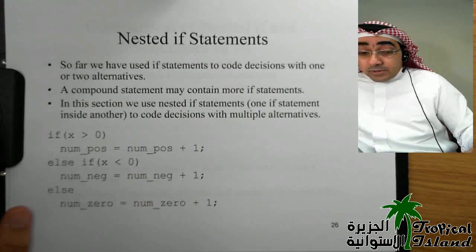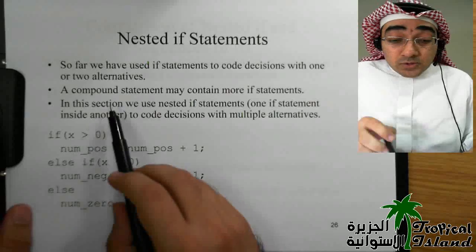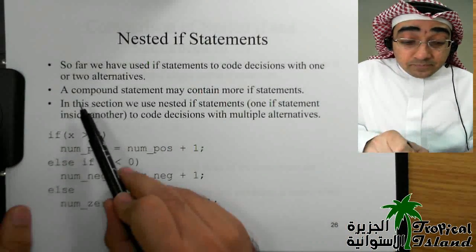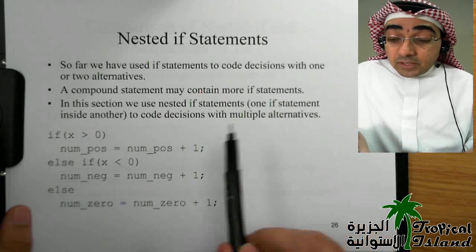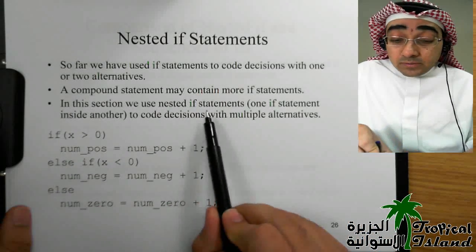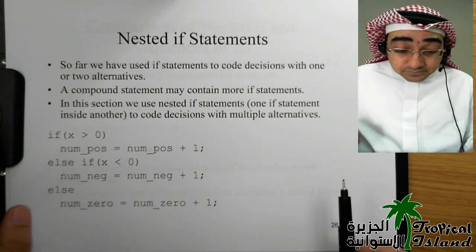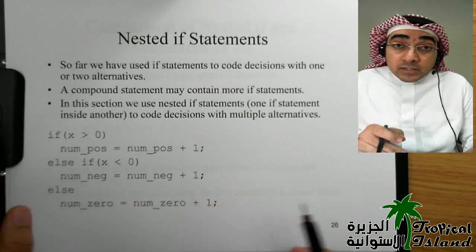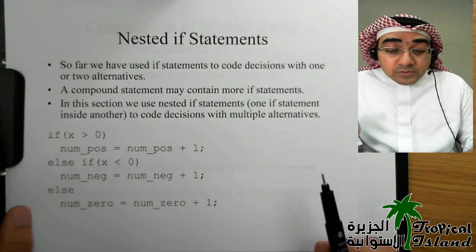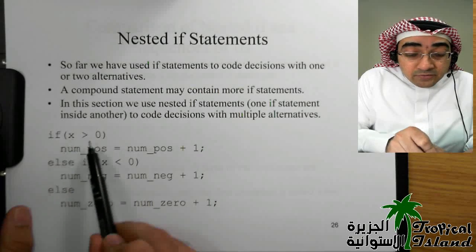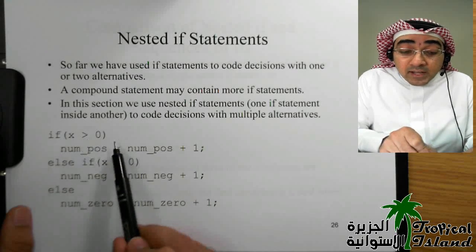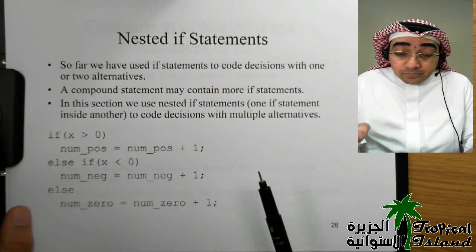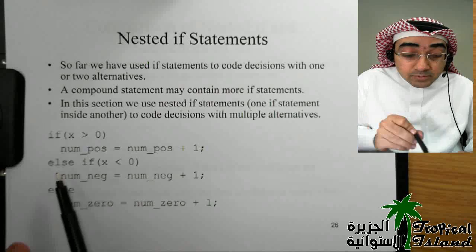Now I'm going to talk about nested if statements. So far we have used if statements to code decisions with one or two alternatives. A compound statement may contain more if statements. In this section we will use nested if statements, and here is an example. Suppose that I want to determine if a number is positive, negative, or 0, because 0 is neither positive nor negative. I can write over here if x is greater than 0. If x is greater than 0, then for the number of positive numbers, I want to add 1. So I want to count one positive number.